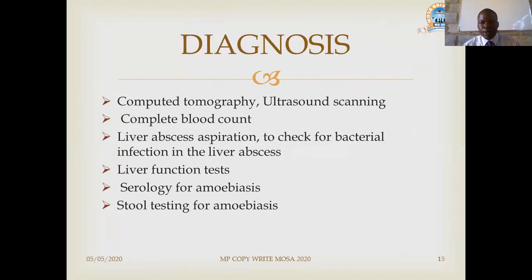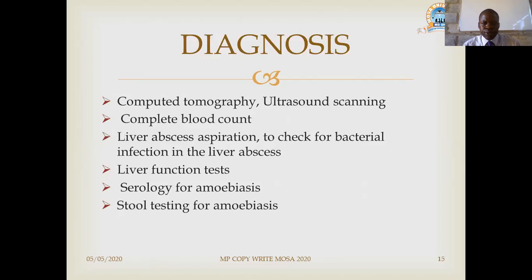So having known that someone has presented with various signs and symptoms of liver abscess, how are we going to diagnose? It is very important that we do computed tomography and ultrasound scanning to detect liver abscess, to detect pus in the liver. We can also do a complete blood count, or full blood count, to know the HB as well as the presence of raised white blood cells.